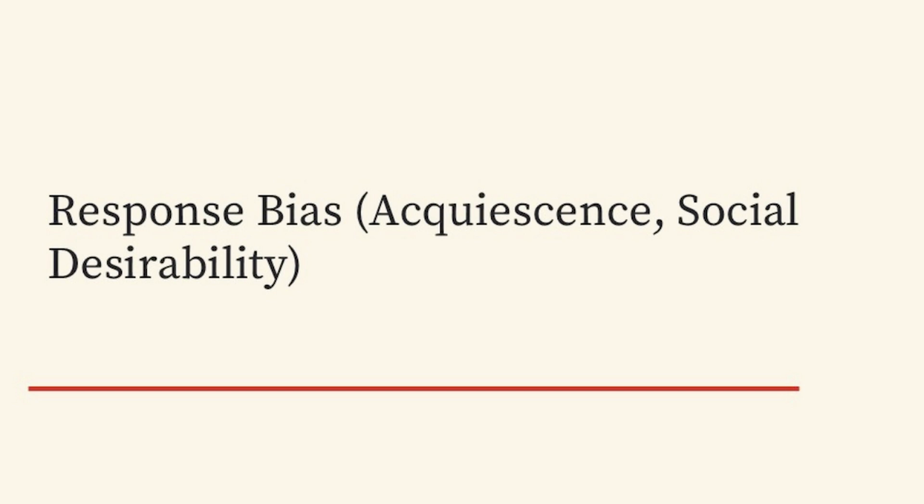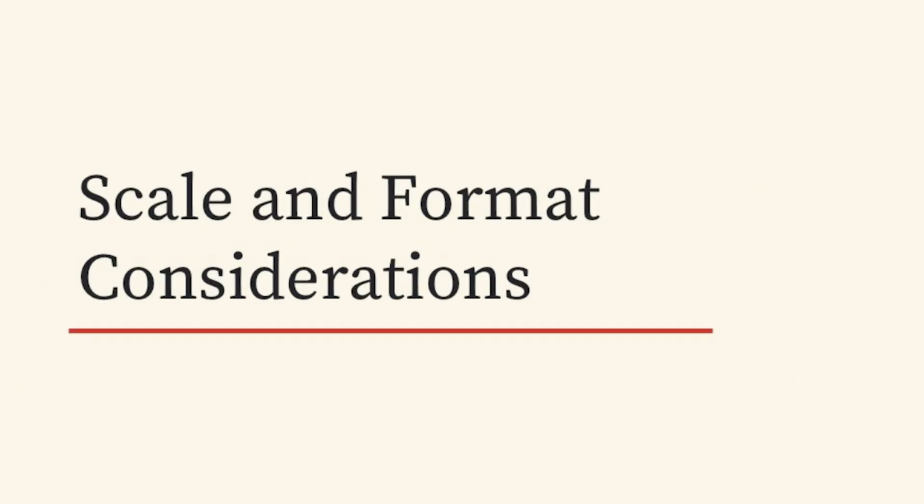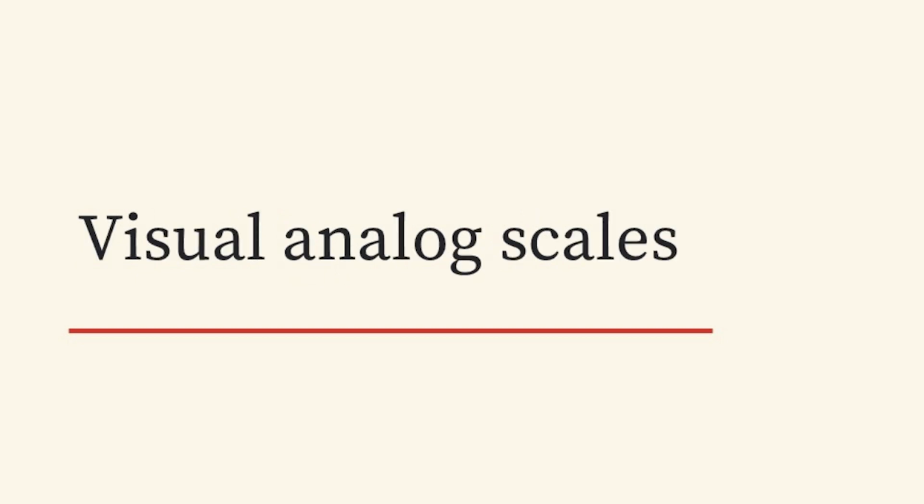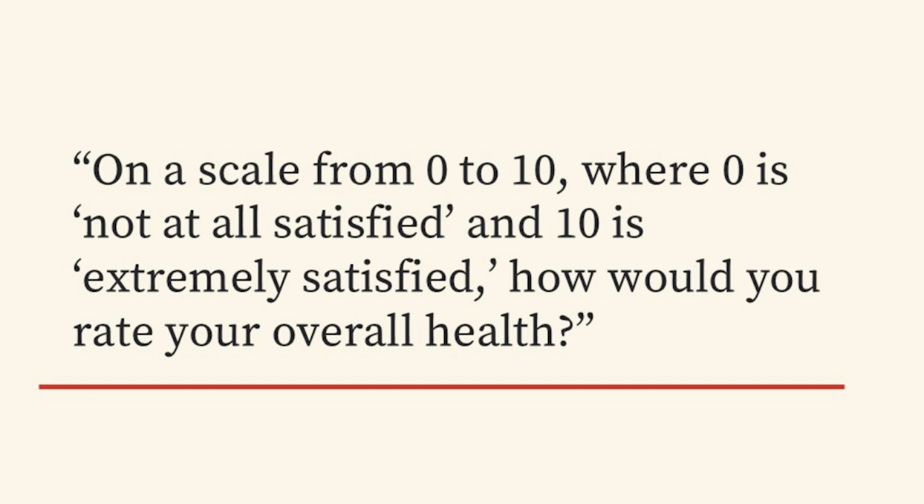Got it. Okay, so we need clear questions, neutral language, specific context, be mindful of mood, watch out for bias. How do we actually measure the response, get a number or something? Right, the response formats, like Likert-type scales, are very common. Strongly agree, agree, neutral, disagree, strongly disagree. Key there is clear labels and consistent ordering. Then you have things like visual analog scales, where you might mark a point on a line, or just simple numeric scales, often 0 to 10. Like the health question example. Exactly. On a scale from 0 to 10, where 0 is not at all satisfied and 10 is extremely satisfied, how would you rate your overall health? Gives you a quantifiable intensity score. Consistency in how you present the scale and its anchors is vital.